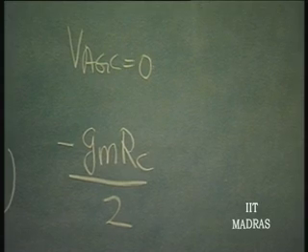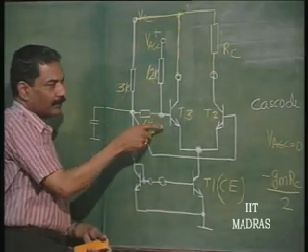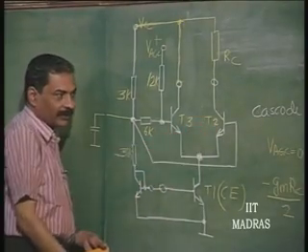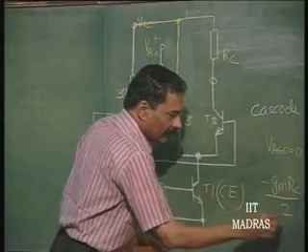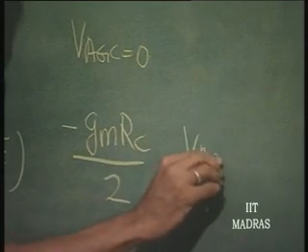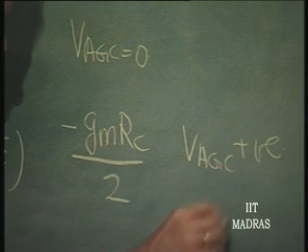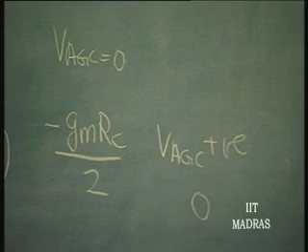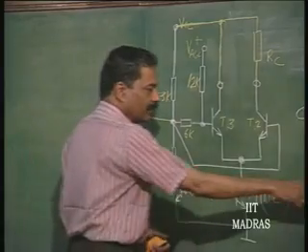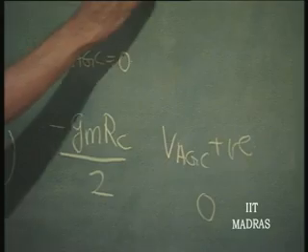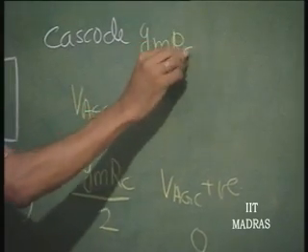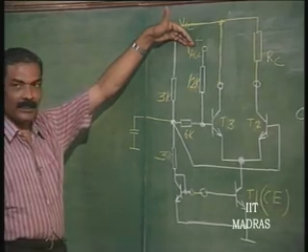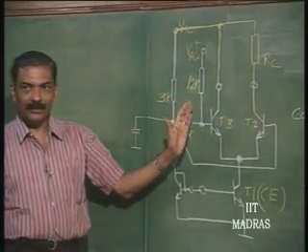If now I apply a positive voltage here, so that the entire current is diverted to T3 and nothing is left for T2, then the gain is going to be 0. With VAGC of a certain positive value, I can make the gain go to 0. So, the gain varies from 0 to minus gm RC by 2 to minus gm RC. So, this VAGC therefore can be used to change the gain of the cascode structure.